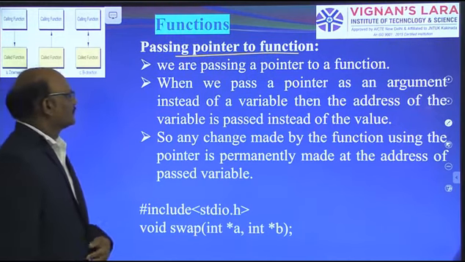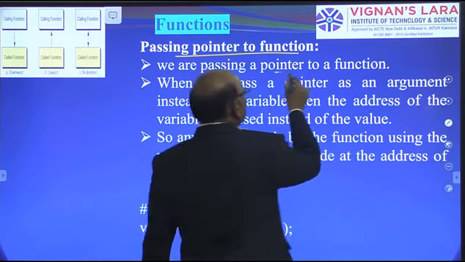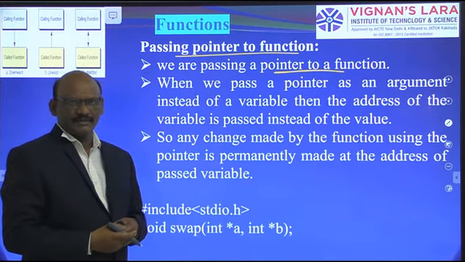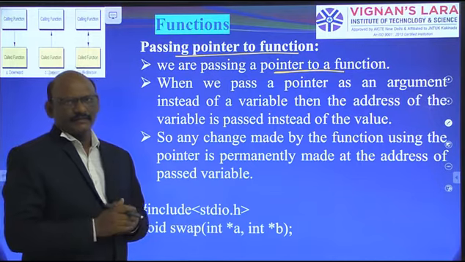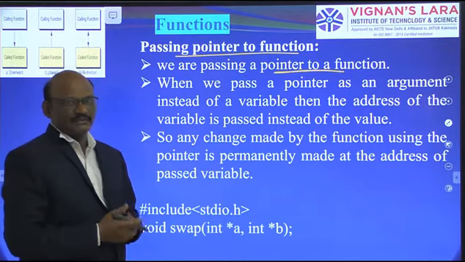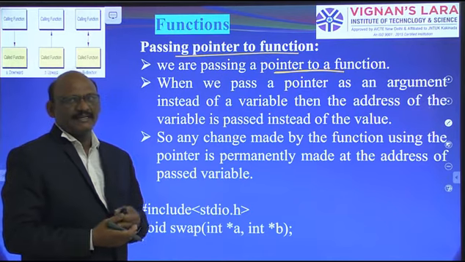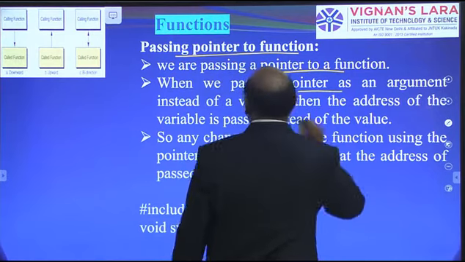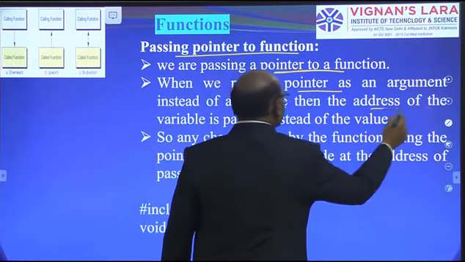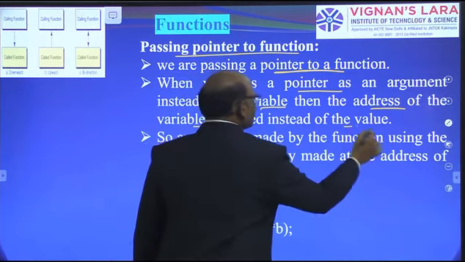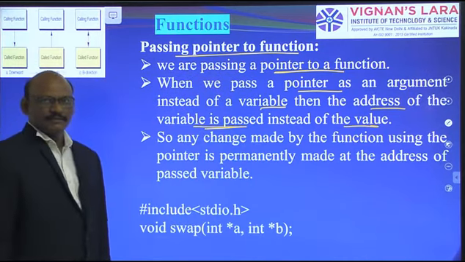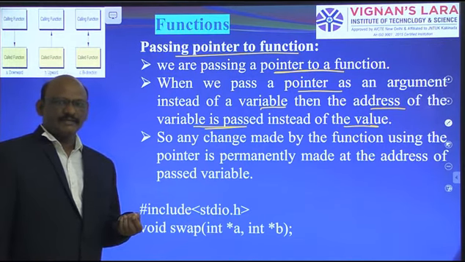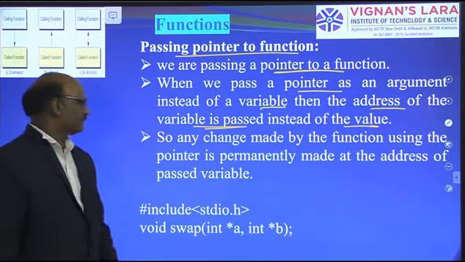Right? So we are passing a pointer to the function. Normally we can pass a variable to the function or the address of an array to the function. Here we can pass a pointer to the function. A pointer is nothing but an address of the variable. So when we pass a pointer as an argument instead of a variable, the address of the variable is passed instead of the value. Passing a variable means you are passing a value. Passing a pointer means you are passing an address instead of a value.